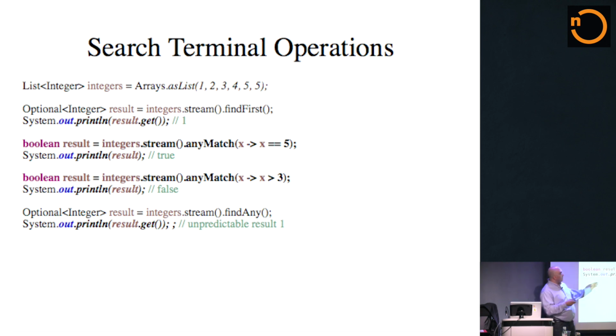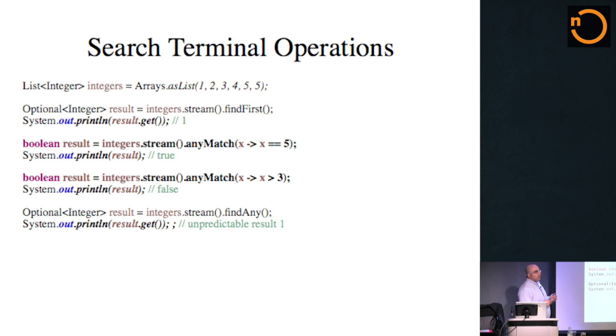Check if any of them are greater than 3. Find any is completely unpredictable. It can return anything. It doesn't matter, just find me anything. The reason it's an unpredictable result is if you have multiple threads, streams can be parallel. If you have 3 threads running, the first one that produces the result gets to deliver it. So the next time you run it, a different thread might win.